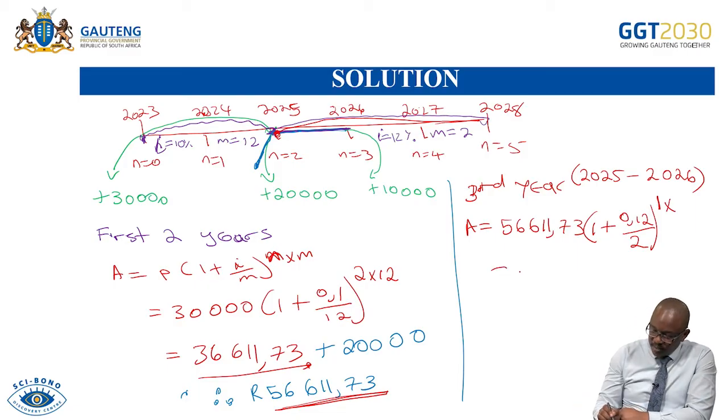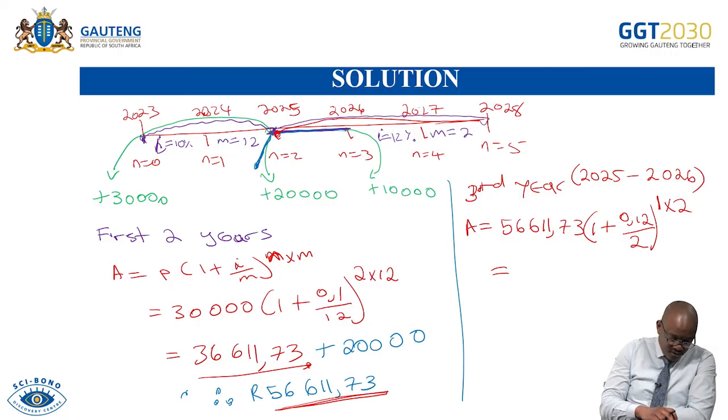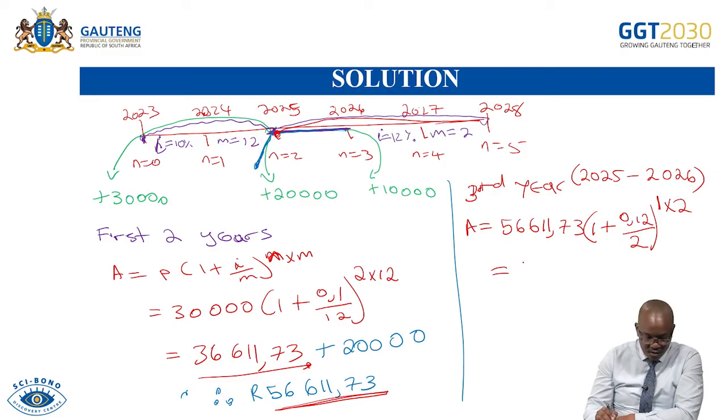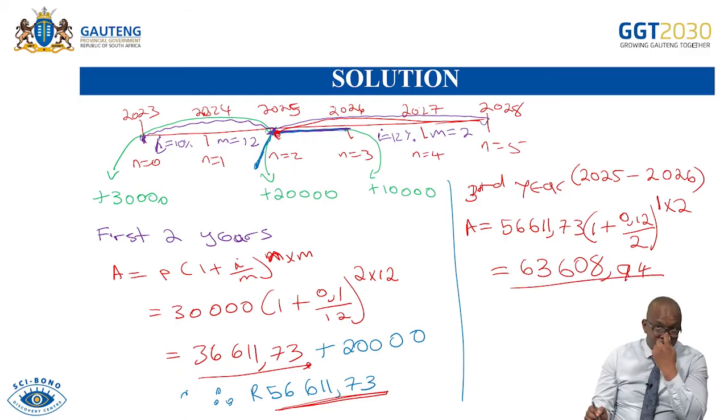So now if you punch that in a calculator, what are we going to get? If you say 56,611 rand 73 into 1 plus 0.12 divided by 2 to the power of 1 multiplied by 2, you will see that at the end of the third year, which is 2026, we are going to have 63,608 rand 94. Correct? So that's where we will be adding our 10,000.